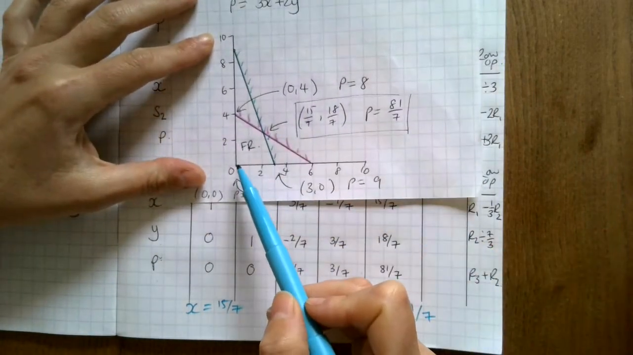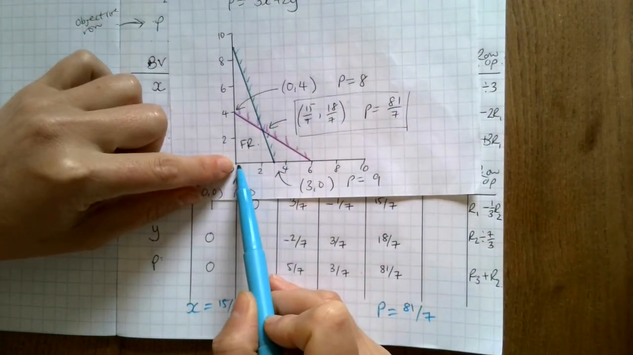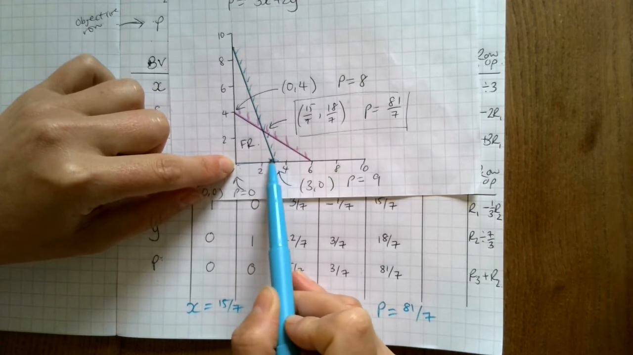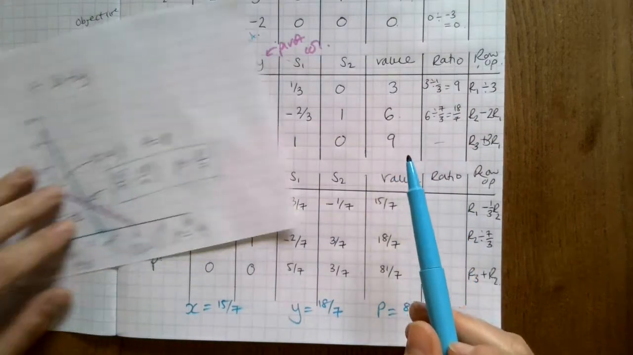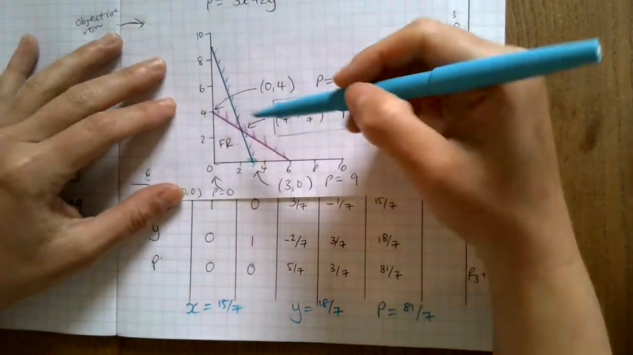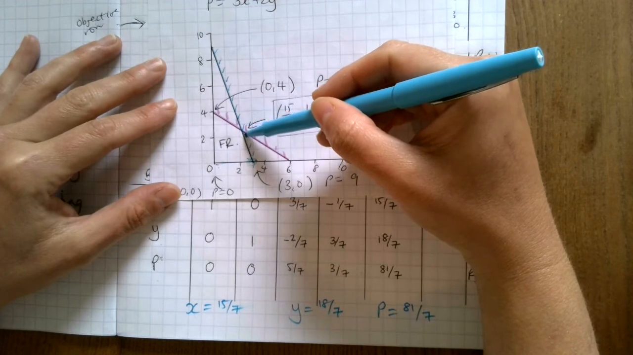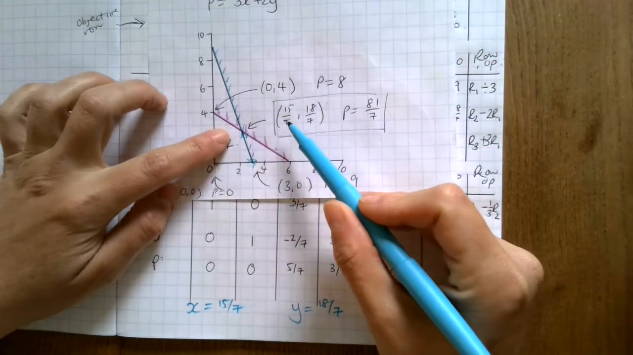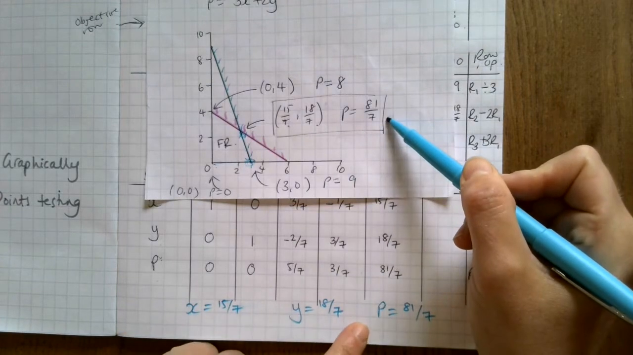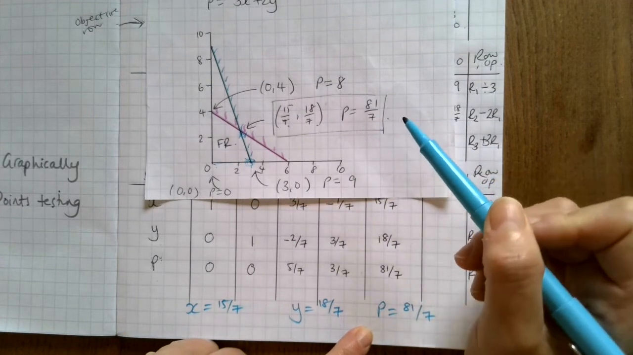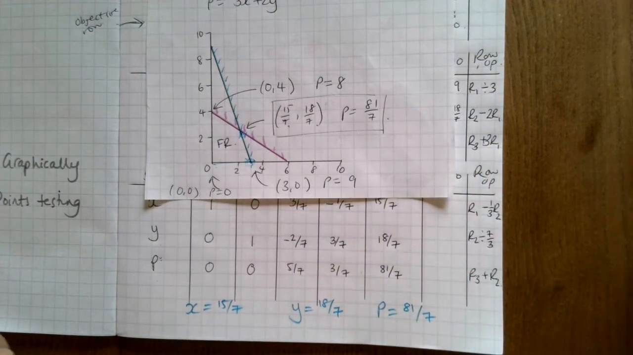So we started off at the origin, and then the simplex algorithm took us along here to this point, 3, 0, and p was 9 up here. And then it's now taken us up here, it's increased y, and we're up here. So x is 15/7, y is 18/7, and p, the objective function, is 81/7. So that's our final answer.